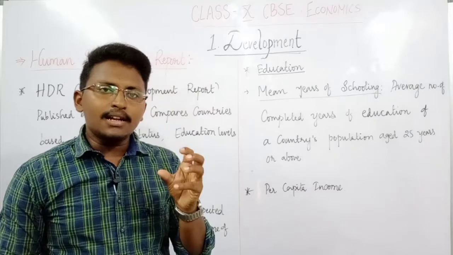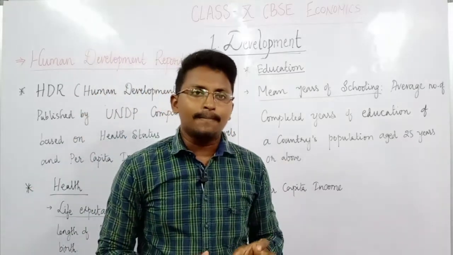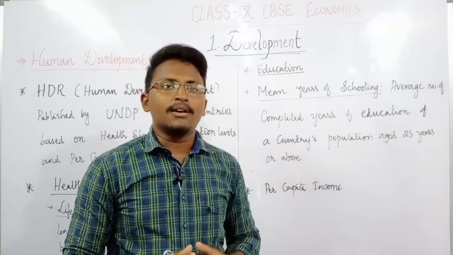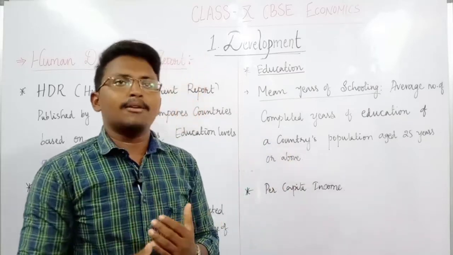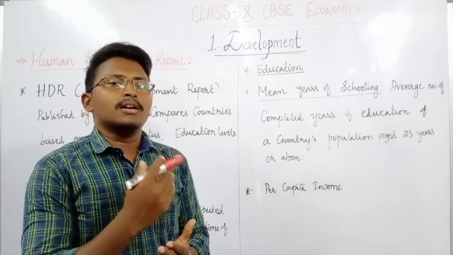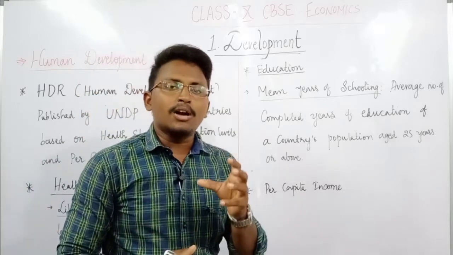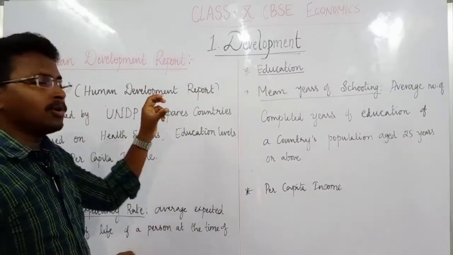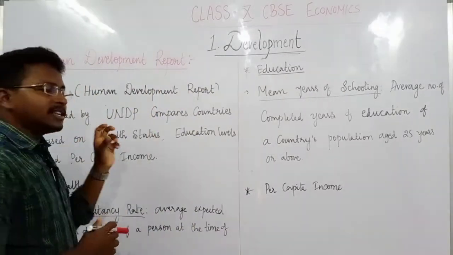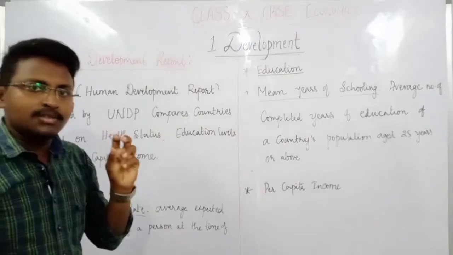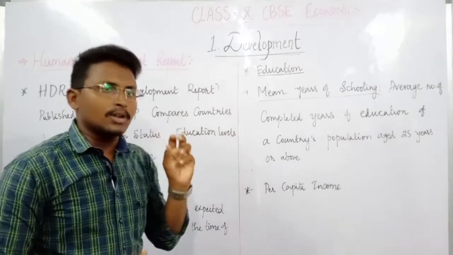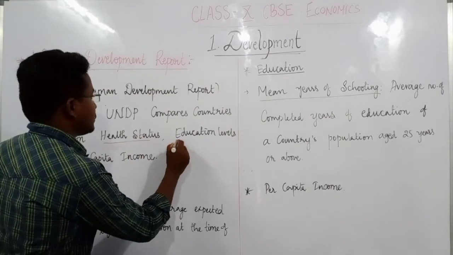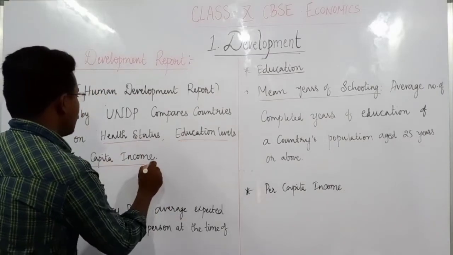Then we started comparing based on per capita income, where the World Bank used to compare countries based on per capita income. But this method is also not adequate to compare these countries. Therefore, the Human Development Report, HDR, is published by UNDP. UNDP means United Nations Development Programme. It compares the countries based on their health status, education levels as well as per capita income.